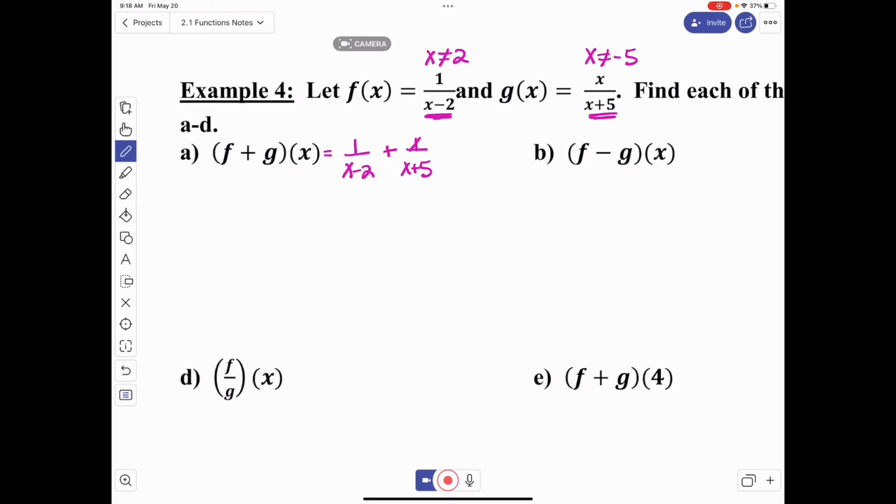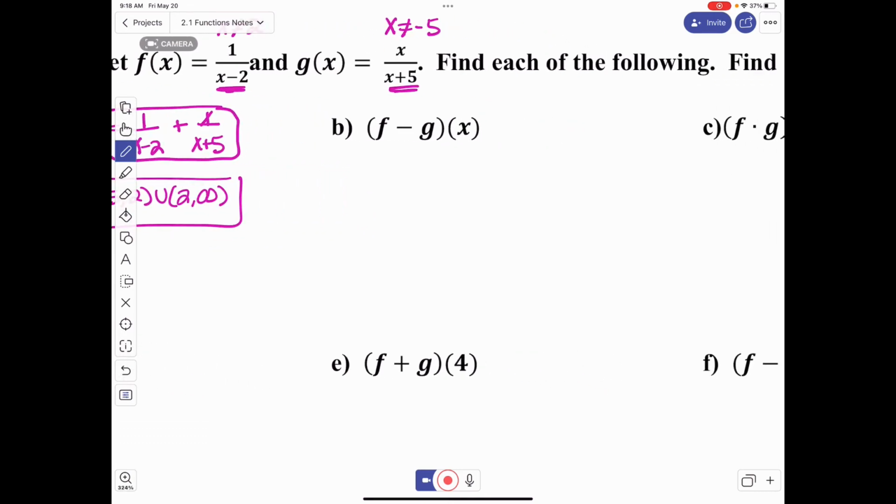And so it doesn't say anything about simplifying. So that's my answer. So I don't have to simplify it. And then when I do my domain, I know that it can't be -5 and 2. So negative infinity to -5, union -5 to 2, union 2 to infinity.